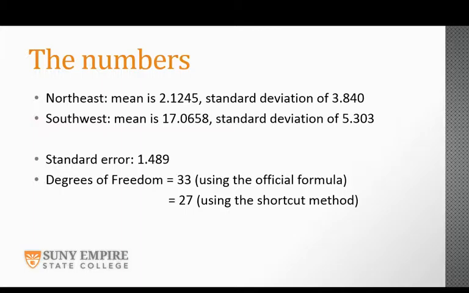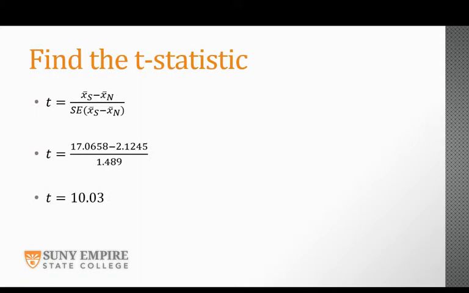Now we can find our t-score. The formula for the t-score is the difference of the sample means divided by the standard error for that difference. We plug the values in that we previously calculated. Simplifying, we find that the t-score for the difference of means is 10.03. Now we need to determine if we have sufficient evidence to reject the null.